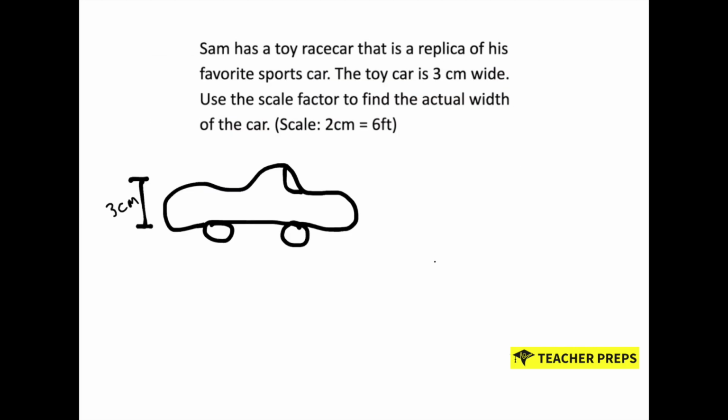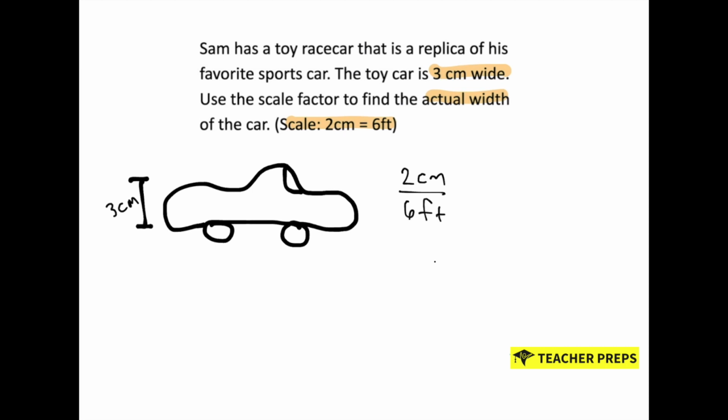Now let's go through an example with a scale drawing. This one says that Sam has a toy race car that's a replica of his favorite sports car. The toy car is 3 centimeters wide. Use the scale factor to find the actual width. We know the scale is going to be 2 centimeters equals 6 feet. When you solve questions like this, the first step is to make the scale a ratio. So we have 2 centimeters over 6 feet.